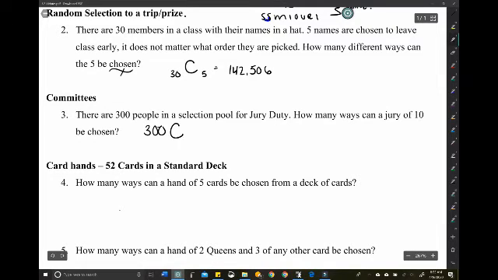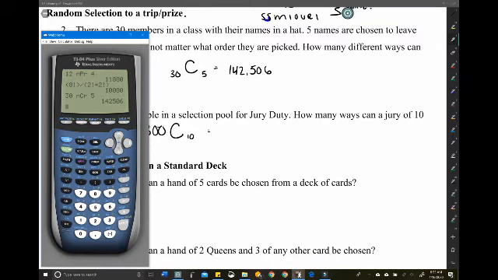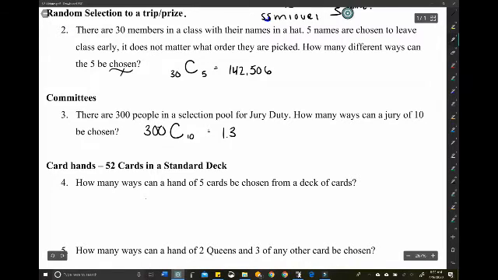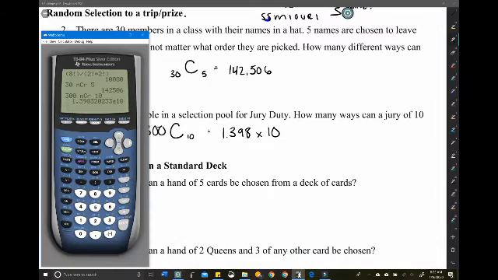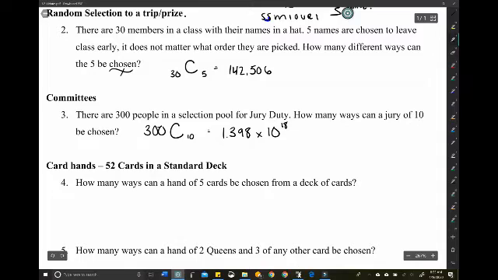300 C10. Okay, 300 math C10. Oh, that's a big number, 1.398 times 10, that's what the E is, times 10 to the 18th. So notice they can still be large numbers, but just 10 out of 300 people, there's a huge number of ways they could be selected. 300 choosing 10.